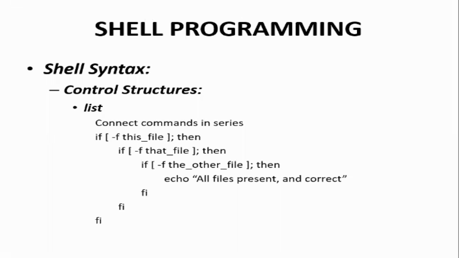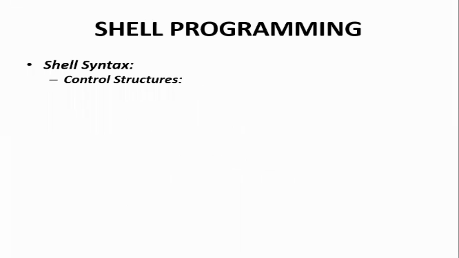It means I want to test whether this_file is available or not. Also, I want to test whether that_file is available or not. And also I will test whether the_other_file is available or not. If all these three files are available, then I want to print a statement. In that case, we are using the list control structures.